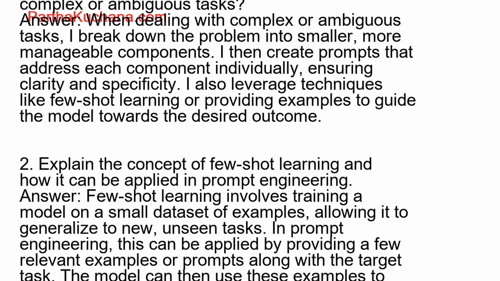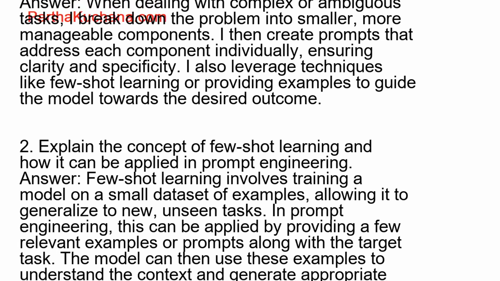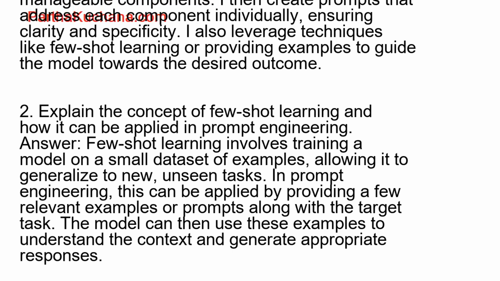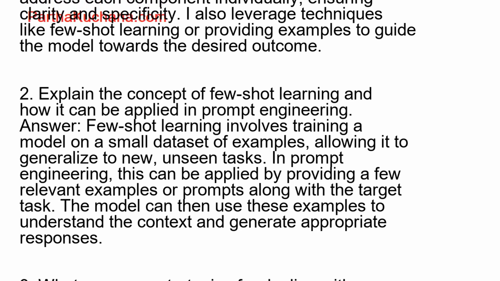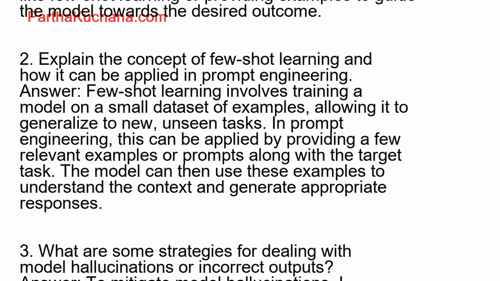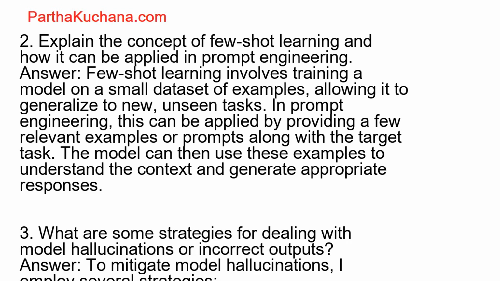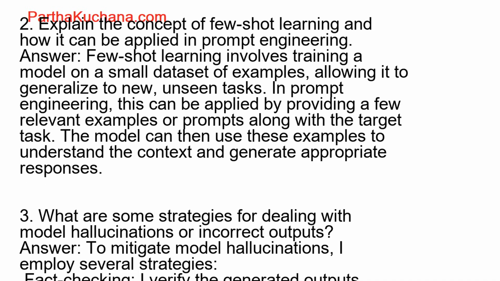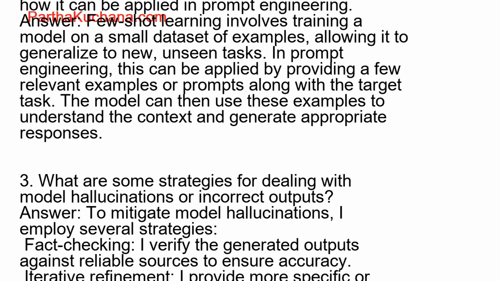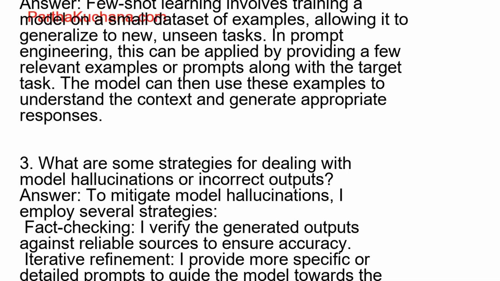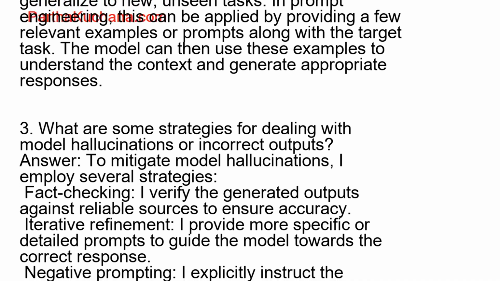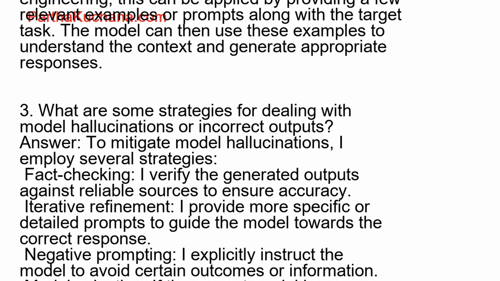3. What are some strategies for dealing with model hallucinations or incorrect outputs? Answer. To mitigate model hallucinations, I employ several strategies. Fact-checking. I verify the generated outputs against reliable sources to ensure accuracy. Iterative refinement. I provide more specific or detailed prompts to guide the model towards the correct response. Negative prompting. I explicitly instruct the model to avoid certain outcomes or information. Model selection. If the current model is prone to hallucinations, I consider using a different model with better capabilities.